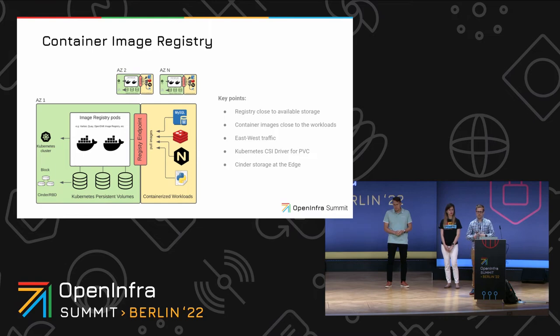So if possible, we suggest having this registry at the edge using the local storage. One of the things that we do in our distro is that we use the CSI drivers for plugging the image registry to the local storage in Cinder, which is available at the availability zone that we want. Then you can scale the registry nodes, and they will use the storage that is available on site.